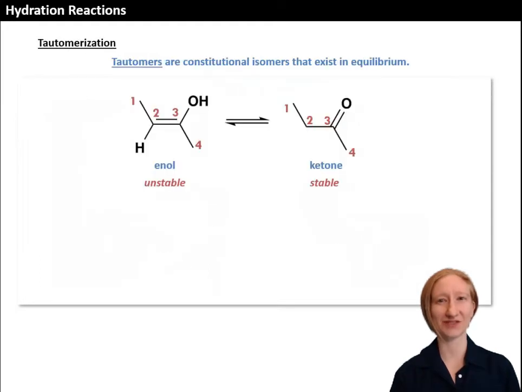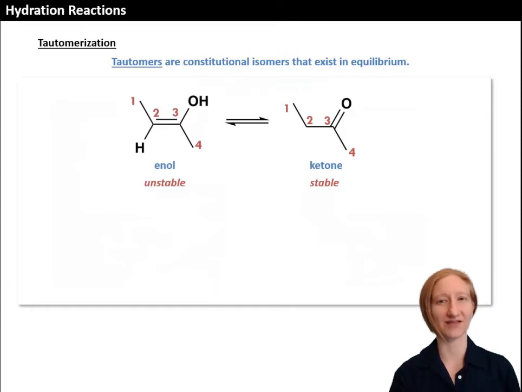On the last slide, we looked at the full hydration reaction of the alkyne to the ketone. Here we'll just focus on the tautomerization step. The enol and the ketone are tautomers, and tautomers are constitutional isomers that exist in equilibrium. These are not resonance structures because we've moved atoms. We've moved a hydrogen atom, so they're constitutional isomers. And they're in equilibrium, and that equilibrium favors the ketone. The ketone is more stable than the enol.